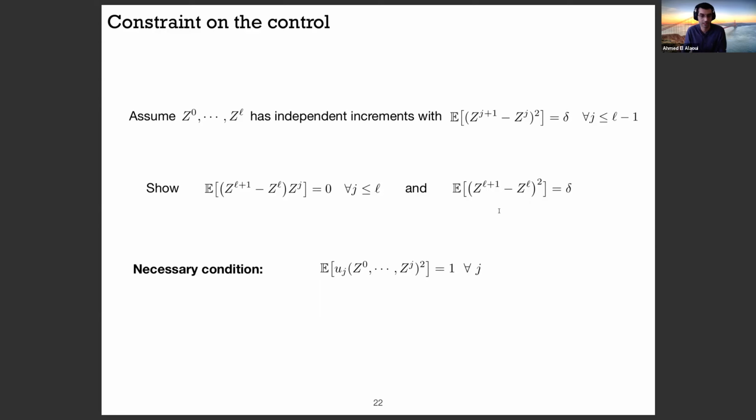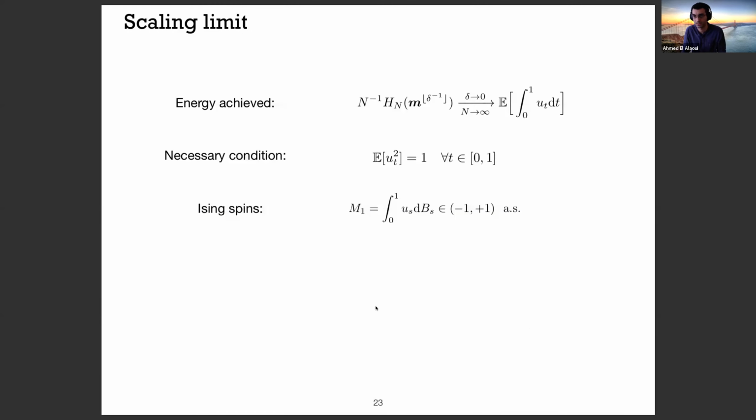It turns out that this is very simple, and you can just do it as an exercise. Just use state evolution to show that a necessary condition for this statement to hold, given the first one, is that the second moment of the UJs be 1 at every time J. So this is a constraint that has to be satisfied for the algorithm to work. Okay, fine. Let's just put that as a constraint.